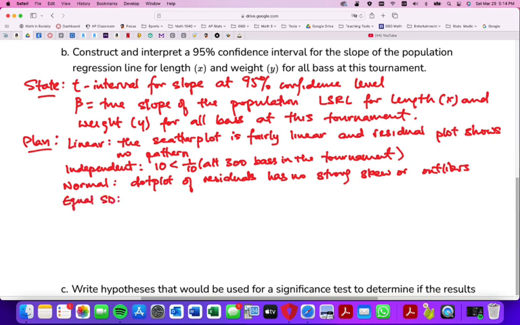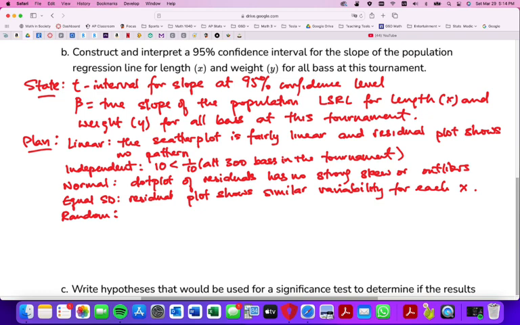So next condition is equal standard deviation. This is pretty standard, right? You look at it and see if the residual shows any similar variability. If it has similar, you just put similar variability for each x. And that should suffice, right? That should work. R, random, right? Somewhere in the statement, there should be a statement that says random sample of however number of whatever context this is. So random sample of 10 bass.